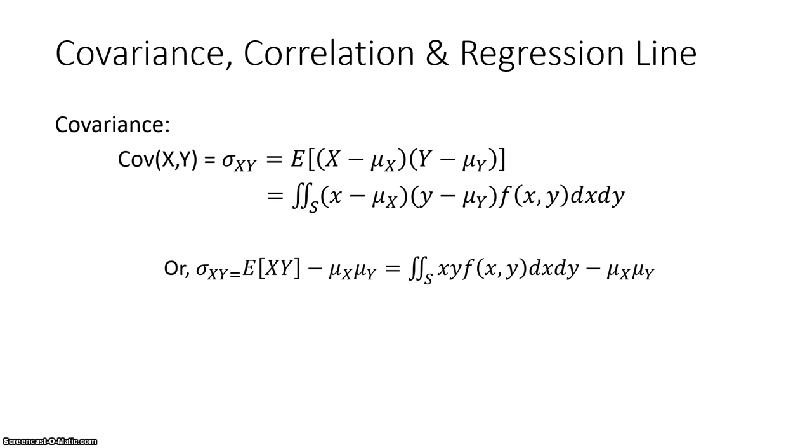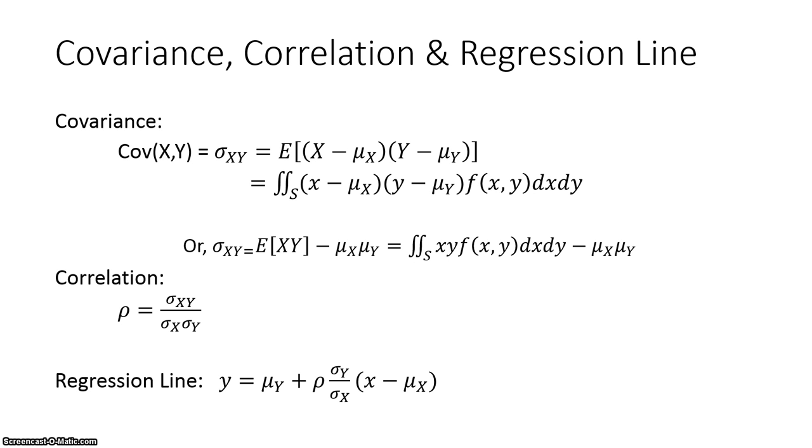Also, the computational formula that the covariance sigma xy is equal to the expected value of xy minus the mean of x times the mean of y still is true when we're working with continuous random variables. And sometimes that's easier to work with computationally than the covariance formula given above.